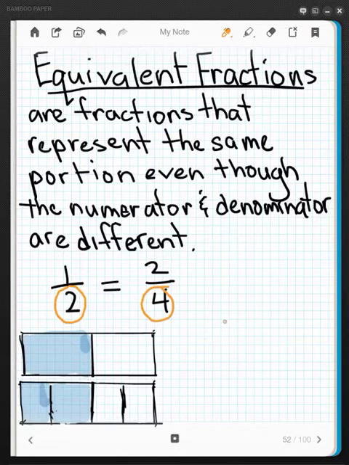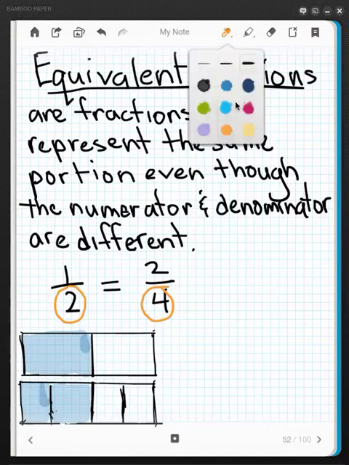Now a little later on we will learn how to move mathematically between these 2 equivalent fractions, but I'm not focused on that right now. I just want to get across the idea of what an equivalent fraction is and how we could visualize that.